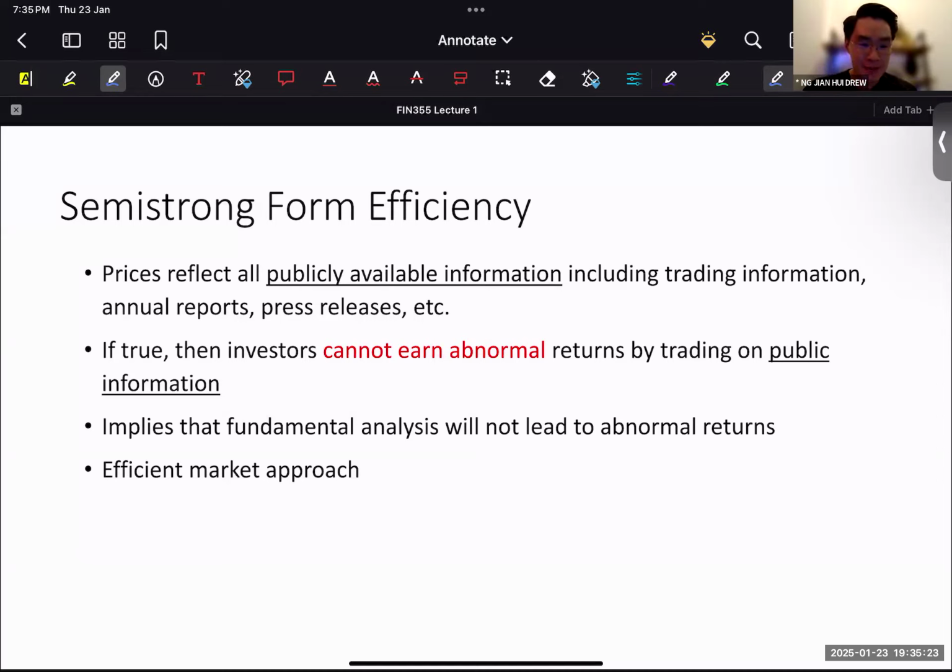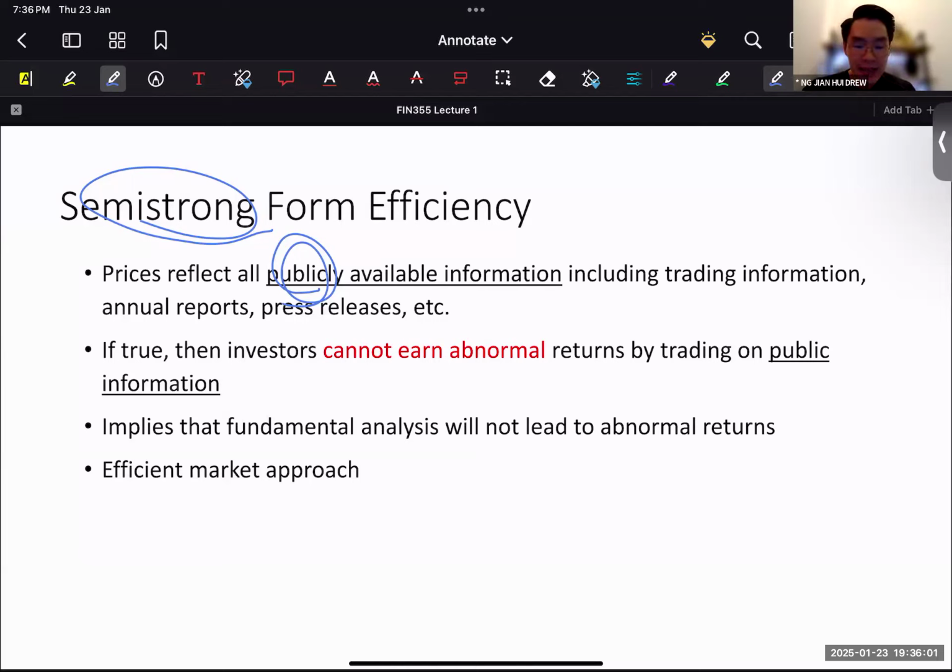Now, going back to semi-strong form. Semi-strong form only includes public information. What does this mean? It means that if you have private information that is communicated between you and a client, or somehow you get private information, you can actually make abnormal returns. But of course, this might not be legal, it might be illegal. But if you have public information only, then you cannot make abnormal returns.